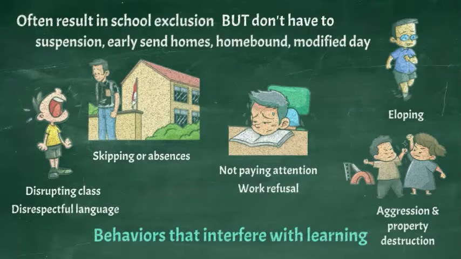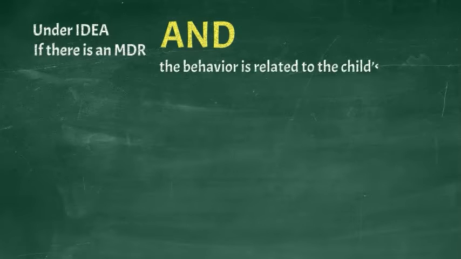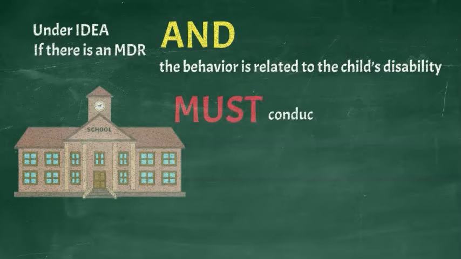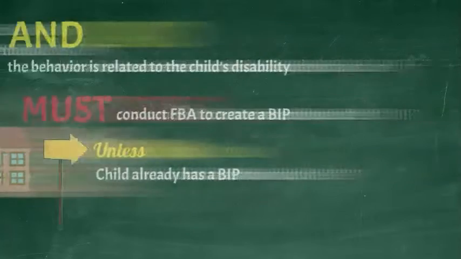Work refusal is a common behavior that may not result in school exclusion, but may significantly interfere with the child's learning and therefore should be addressed through behavior goals or a BIP. Under the Individuals with Disabilities Education Act, or IDEA, if there is an MDR and the behavior leading to suspension is determined to be related to the child's disability, the school must conduct an FBA and develop a BIP, unless the student already has a BIP.